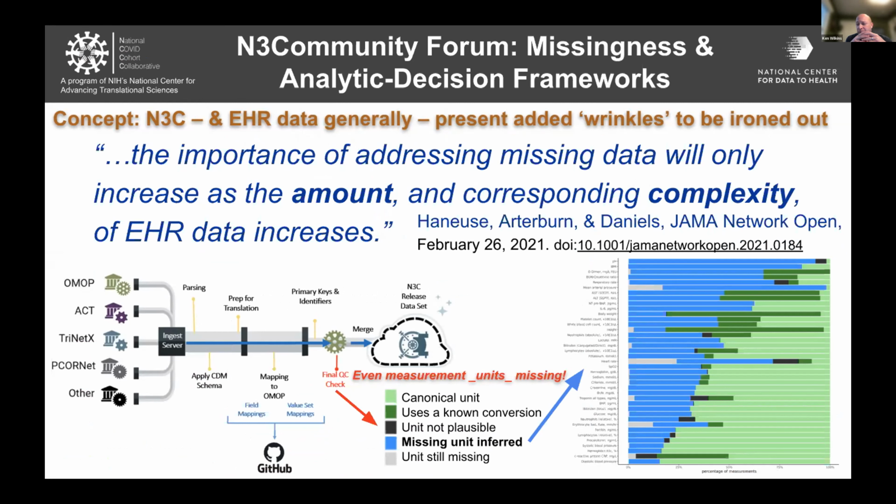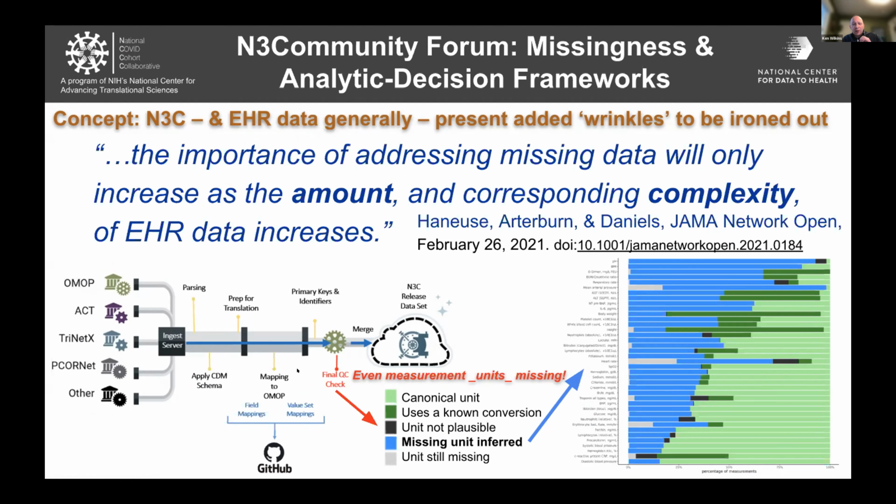One of the prominent papers I was mentioning here says the importance of addressing missing data will only increase as the amount and the corresponding complexity of EHR data increases. And you could see that just from the diagram that we've seen in other N3C talks about how across different common data models, all this harmonization is being done to bring it to the OMOP common mapping.